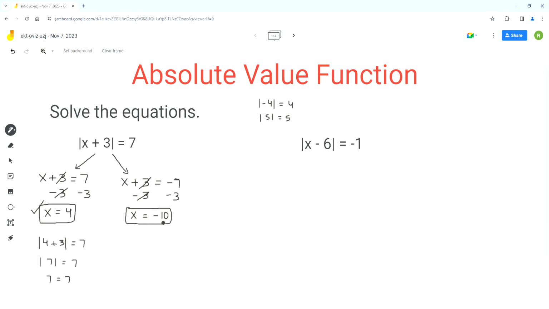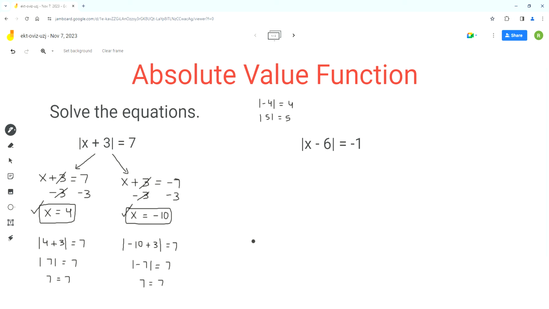Now we can analyze the other solution, -10. The absolute value of -10 plus 3 equals 7. So negative 10 plus 3 is equal to negative 7. And we know from the definition of the absolute value function that negative 7 changes to positive 7. So again, the left side becomes equal to the right side. That means the second solution is also a valid solution. So this equation has two valid solutions.